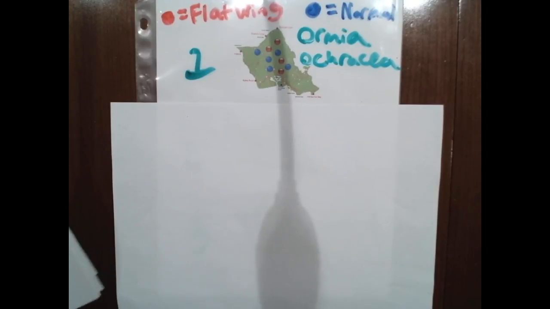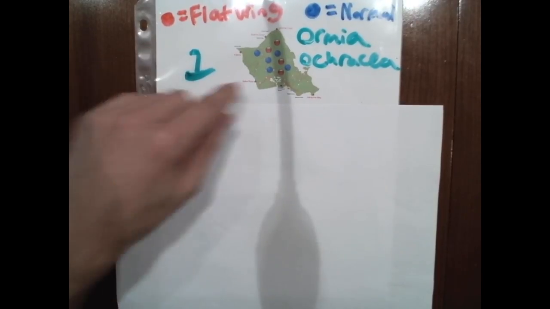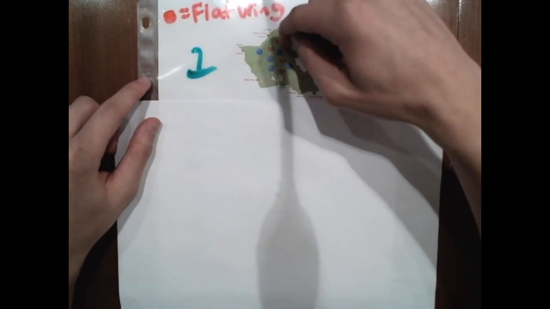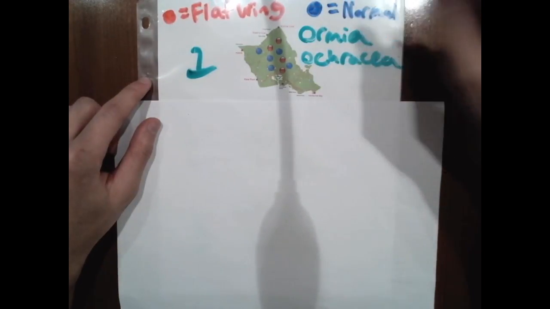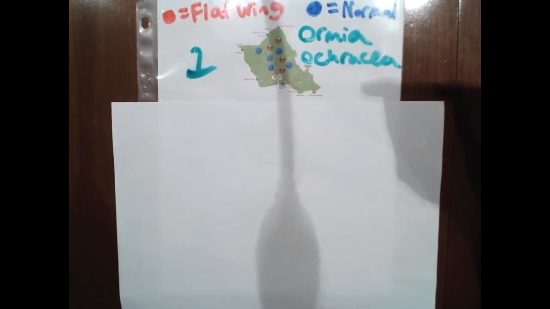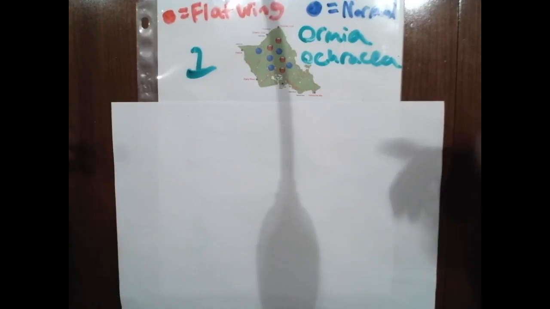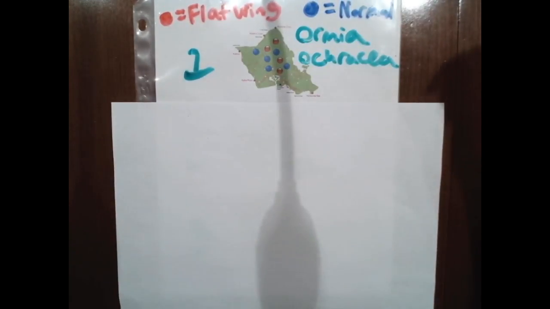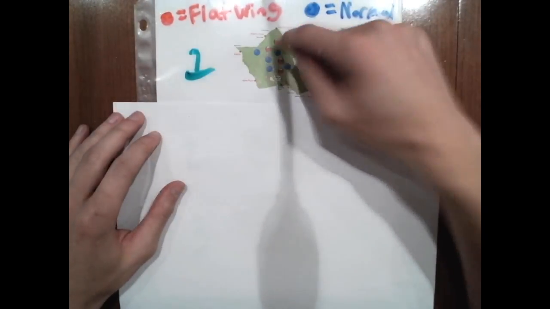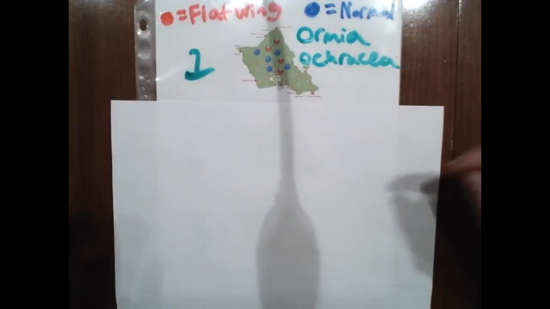So in generation 1, this is hypothetical, but in generation 1 of this cricket population on Oahu, the red individuals here are the flatwing individuals, and the blue individuals are the normal wing individuals. Now let's say, for hypothetical thinking here, we have 1, 2, 3, 4, 5 normal individuals in generation 1, and we have 1, 2, 3, 4 flatwing individuals in generation 1 on Oahu.